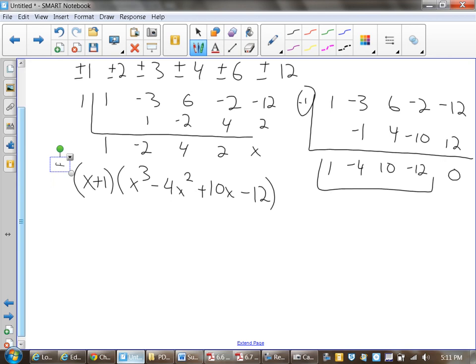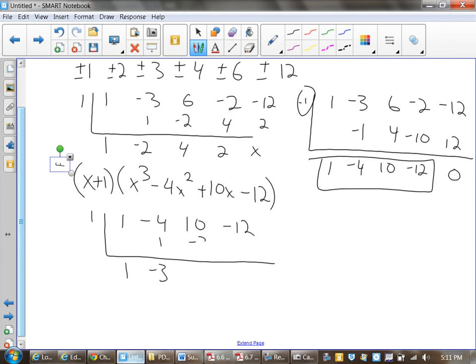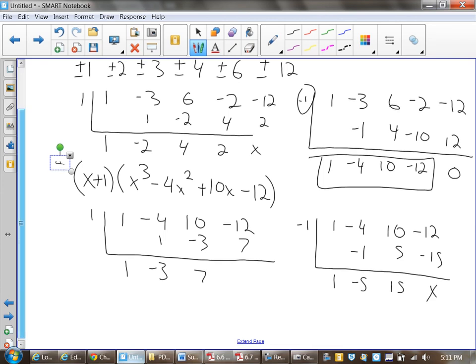with this set now. Look again, we happen to wind up with the same factors of the constant. So we start at the beginning, in case there's a duplicate. 1, negative 4, 10, negative 12. Start at 1 again. Nope, try negative 1. 1, negative 4, 10, negative 12. Nope. Go to 2.